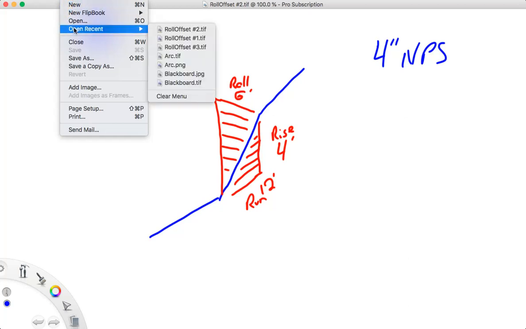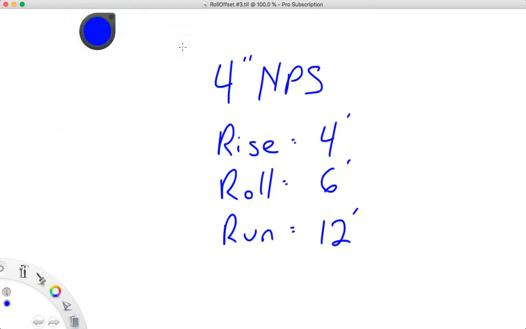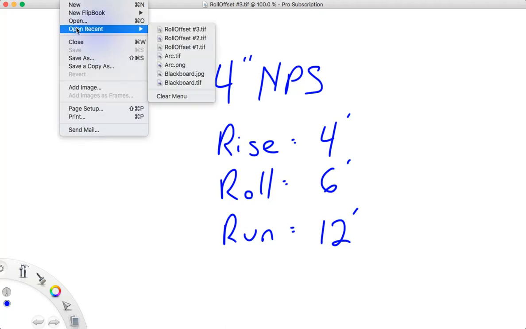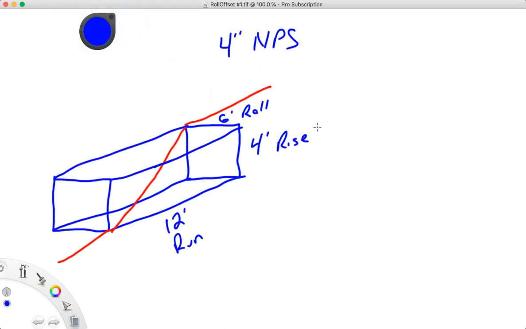And then this one here just gives you your pipe size, tells you what your rise, roll, and run are. It's mostly if you already have a pretty good idea, a good solid grasp of what a rolling offset looks like and where these dimensions come into play. So just pick whichever method or whichever diagram makes the most sense to you, and we'll go with it.